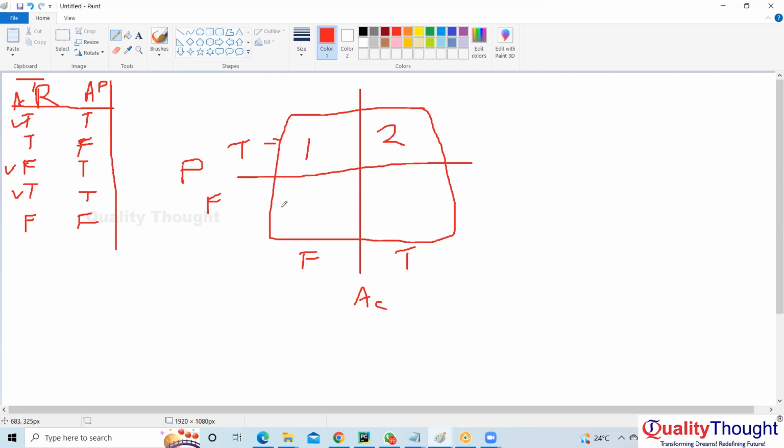Now you're saying predicted false, actually it is false. One. Predicted false, actually it is true. One. Predicted false, actually it is true. One. Right? So this is called your confusion matrix.